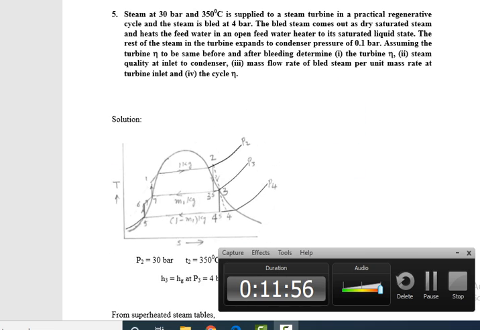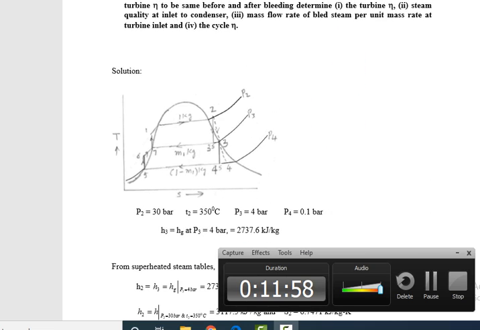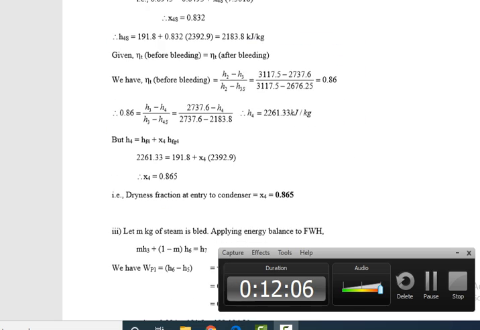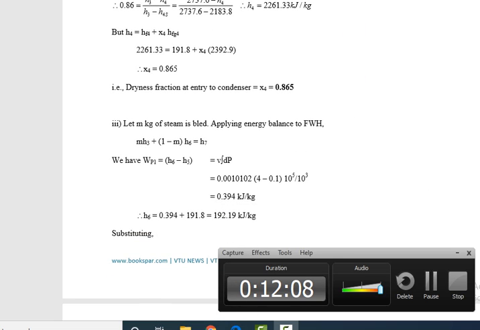Listen, this is the point X4. This is the entry into the condenser section. Therefore, this is X4, the entry into the condenser. This line indicates the condenser line. Therefore, the dryness fraction at the entry to the condenser, X4, equals 0.865. Okay, and then go to the third point.